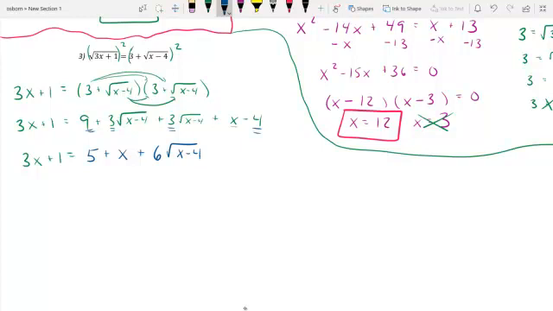At this point, I want to isolate that radical. I want that radical to be all by itself. So what I'm going to do is subtract 5 from both sides, and subtract x from both sides. This leaves me with 2x minus 4 is equal to 6 square root of x minus 4.